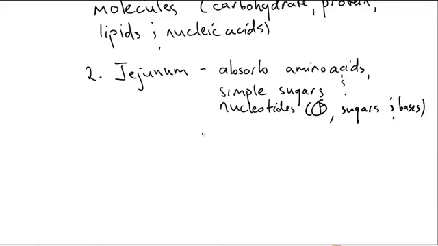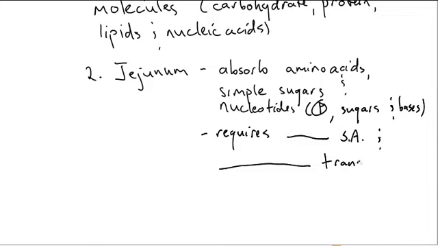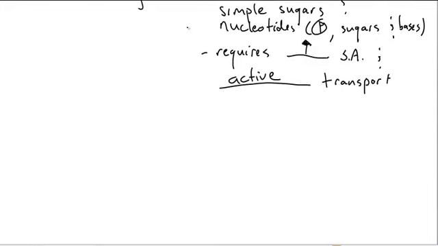To do this requires blank surface area and blank transport. What do you think? If you said high surface area, you'd be correct. And because we want to get as much nutrition into the cells as possible, if you said active transport, you'd also be correct, meaning these cells lining the jejunum would have to have lots of what?